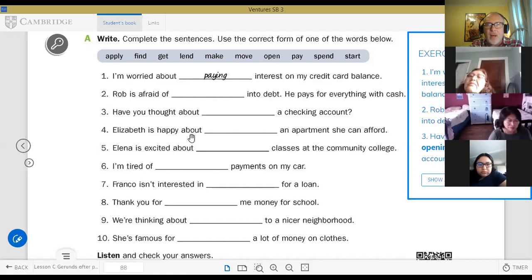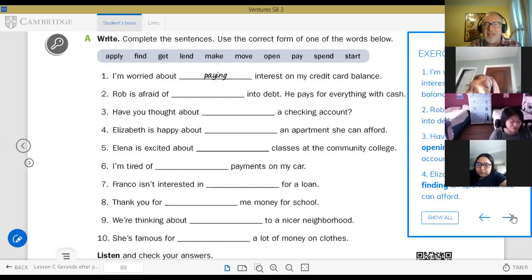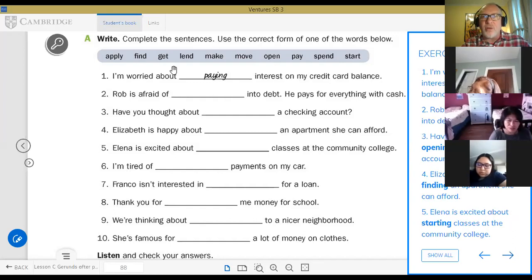Elizabeth is happy about an apartment. What could we use here? Finding. Good. She's happy about finding an apartment she can afford. Let's see. The next one is about Elena. Elena is excited about starting classes. You could say taking classes, but that's not one of our choices. Is excited about starting the classes at the community college. Again, a gerund after a preposition.